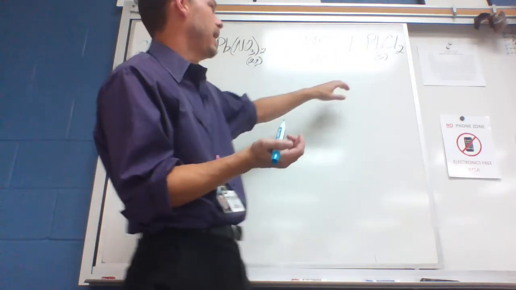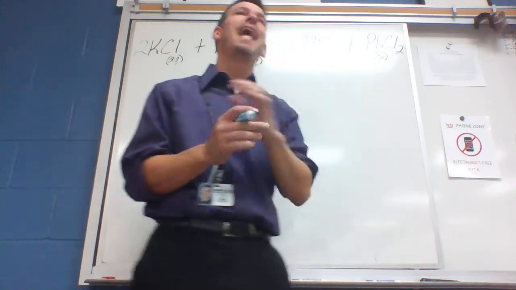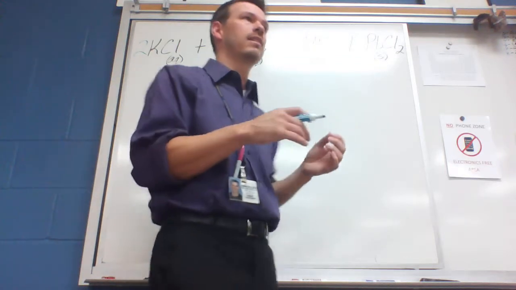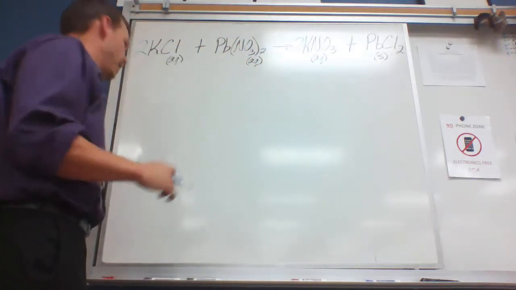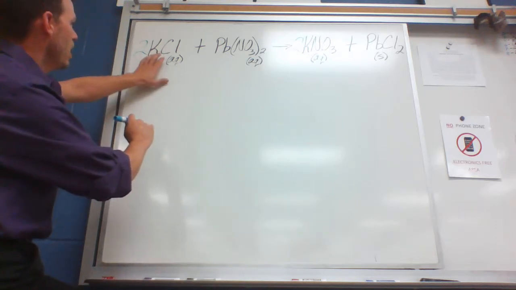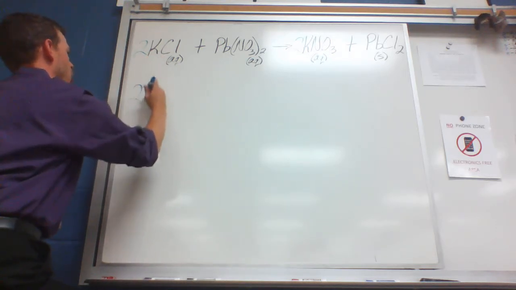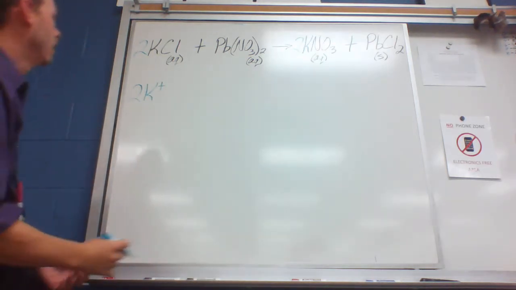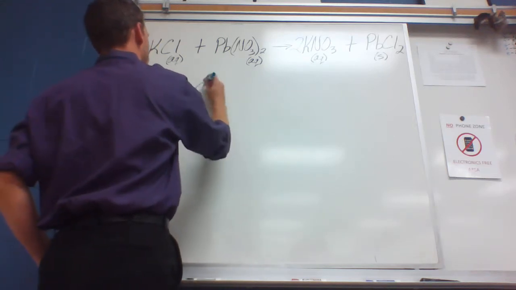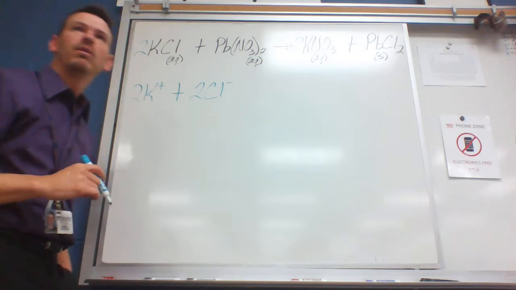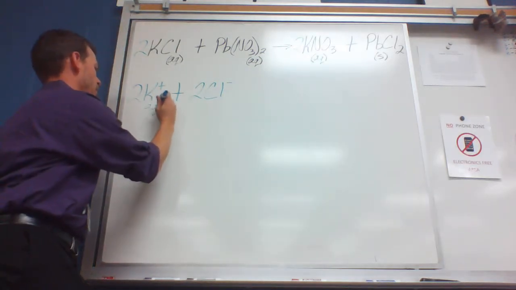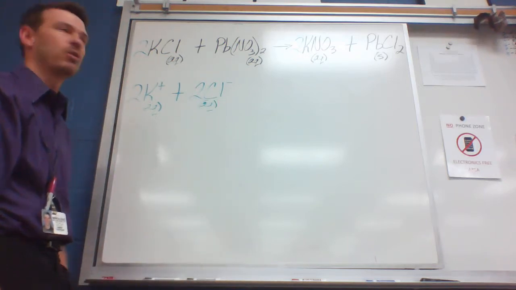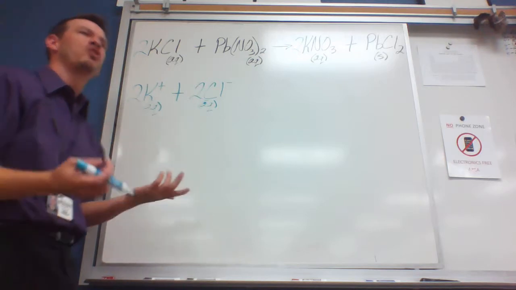So while we do this complete ionic, we're not going to dissociate anything that is solid, anything that is liquid, anything that is not aqueous. So let's do some dissociation. Watch how I do this. Starting here, I'm going to show that we've got 2 K pluses. I've pulled apart the reactant. And we also have 2 Cl minuses. Both of them are aqueous. All I did was pull them apart, showing that there was 2 from that coefficient.